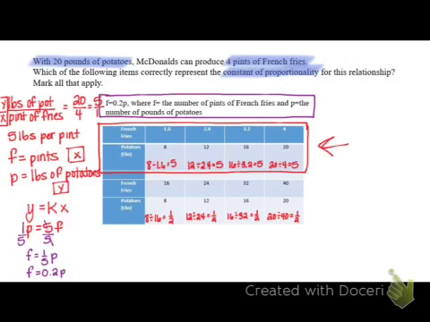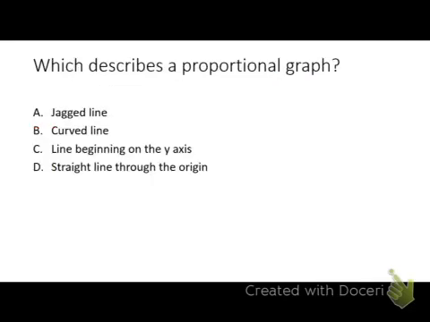Again, you have to be able to establish your variables and make it represent something that we've already talked about, like Y over X, and then move things around from there. This question, which describes a proportional graph, is basically just asking you for the definition of a proportional graph. And we know that proportional graphs are a straight line through the origin.